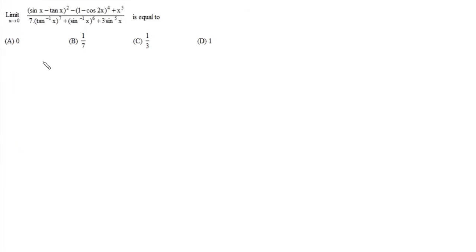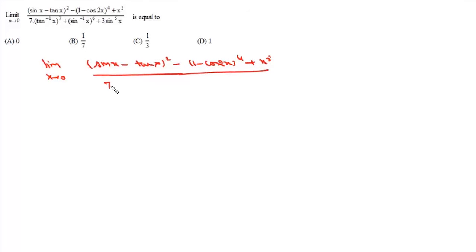Now here the question is, we are given this limit x tends to 0 sin x minus 10x whole square minus 1 minus cos 2x to the power 4 plus x to the power 5 upon 7 tan inverse x to the power 7 plus sin inverse x to the power 6 plus 3 sin to the power 5x.